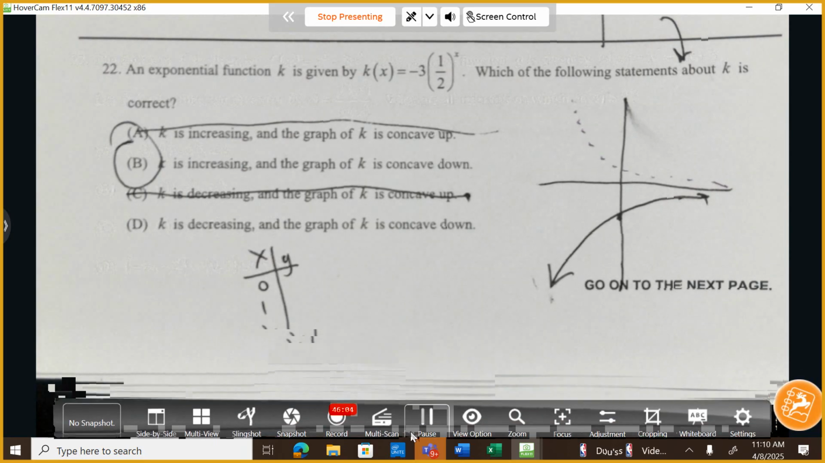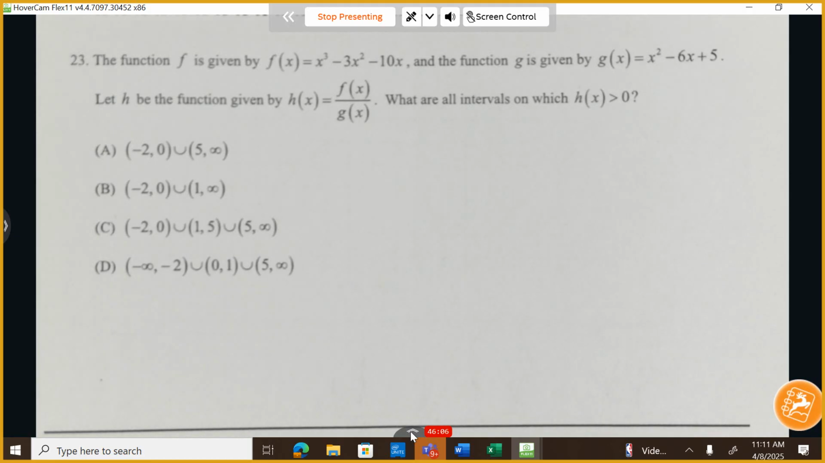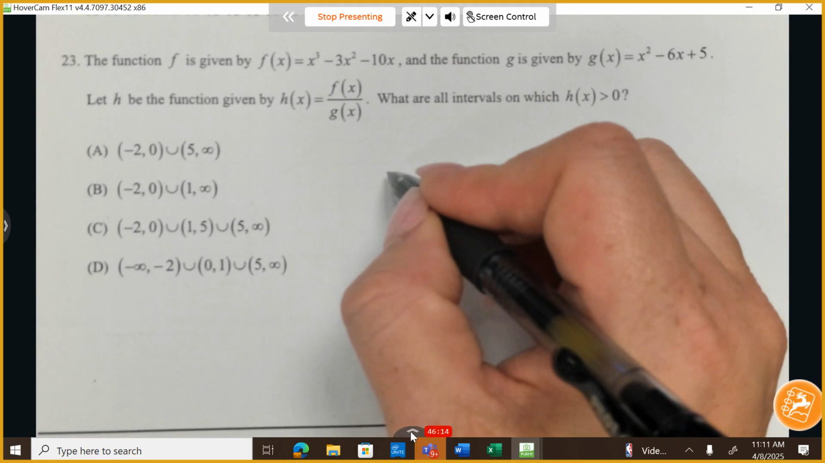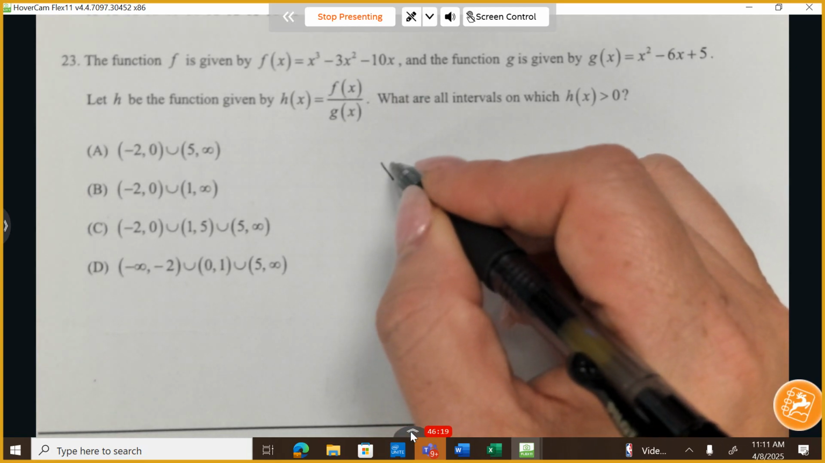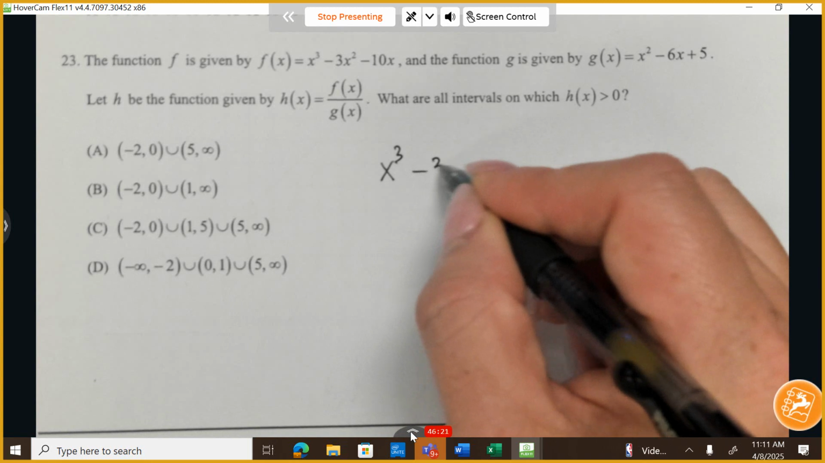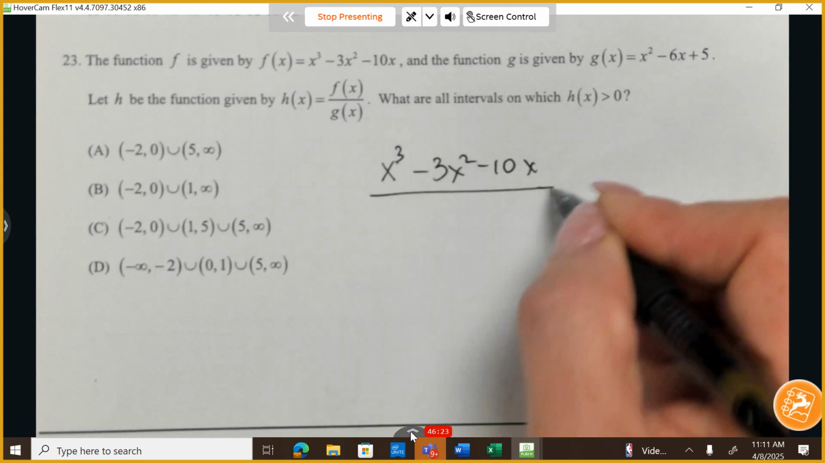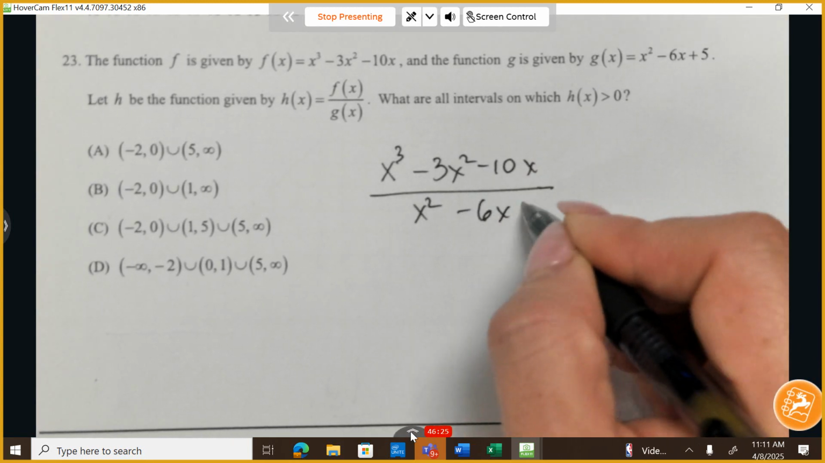That's how I achieved the correct answer, but as I've said to those in front of you, there's got to be a better way. In fact, probably doing a number line and testing things would be better, but just go with this, okay? Go with this for me right now. So I'm going to write the top one in here. So on top I have f, so I have x cubed minus 3x squared minus 10x. On the bottom I have x squared minus 6x plus 5.